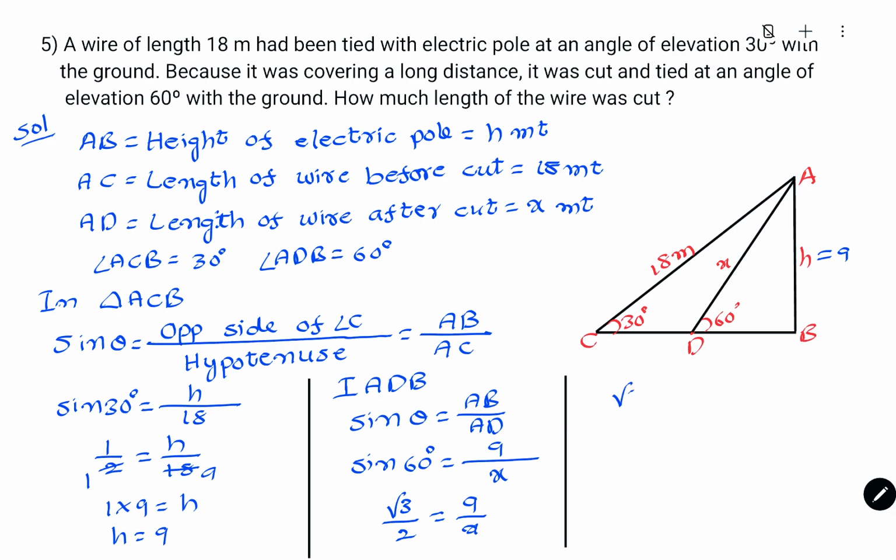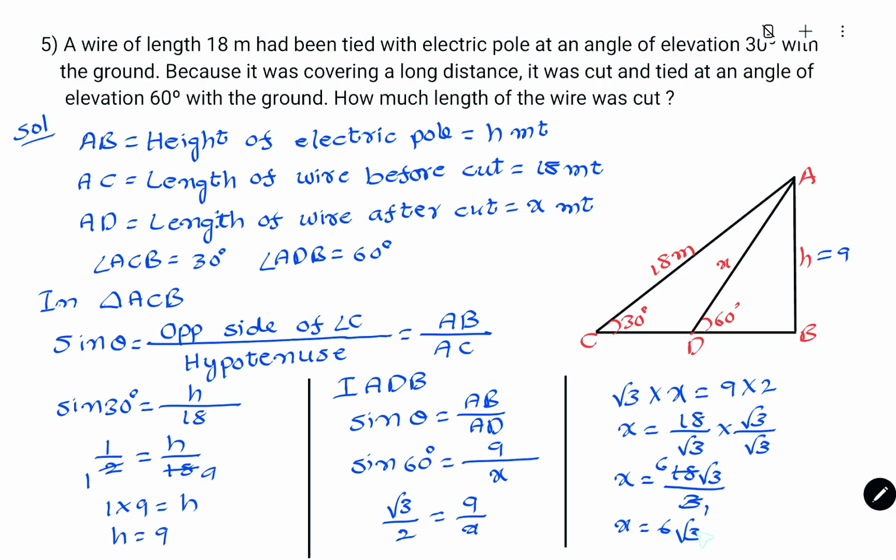Here root 3 into X is 9 into 2. Transpose root 3 from LHS to RHS. Then X is equal to 18 by root 3. Here root 3 is in the denominator, so rationalize the root 3. Multiply and divide with root 3. Then X is equal to 18 root 3 by root 3 into root 3, which is 3. Now cancel: 3 into 6 is 18. So X is equal to 6 root 3.